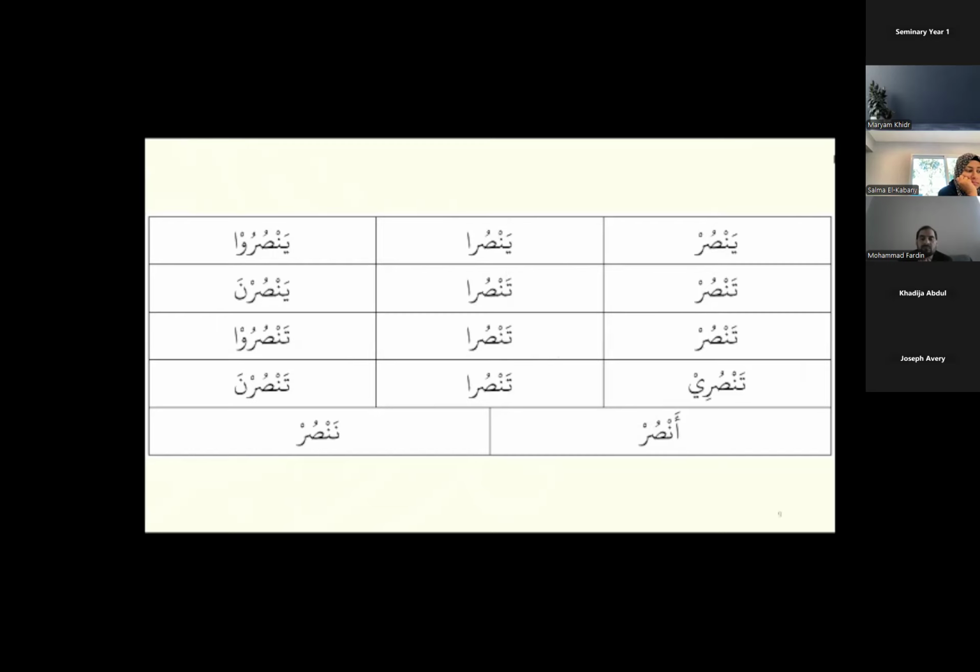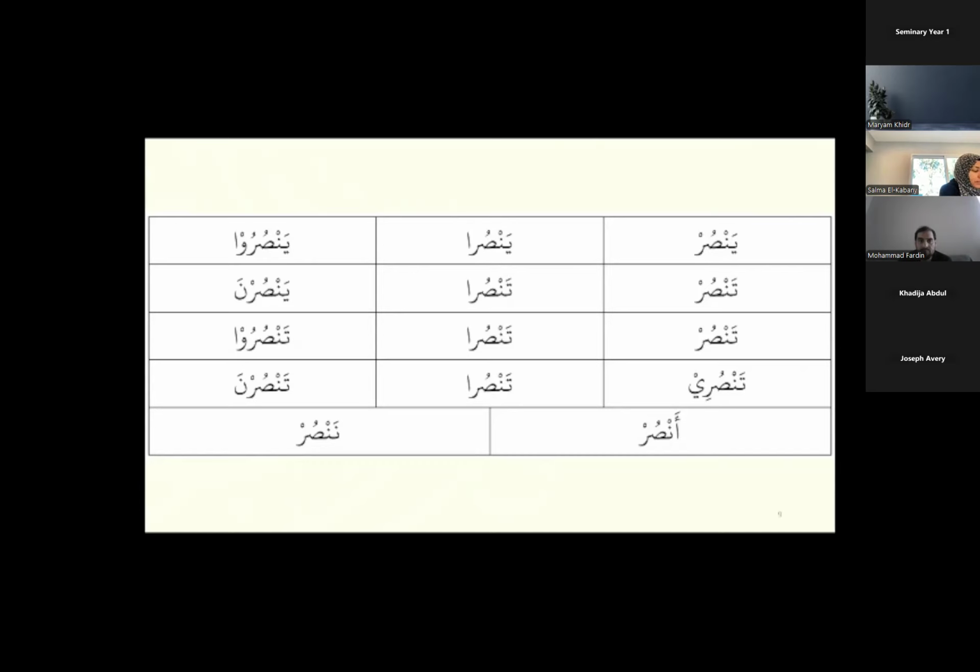I'm just curious, why couldn't it be that the majzoom puts the kasra on the last root letter? Is that just the rule? It would just be so easy. I know, yes, it would be easy.